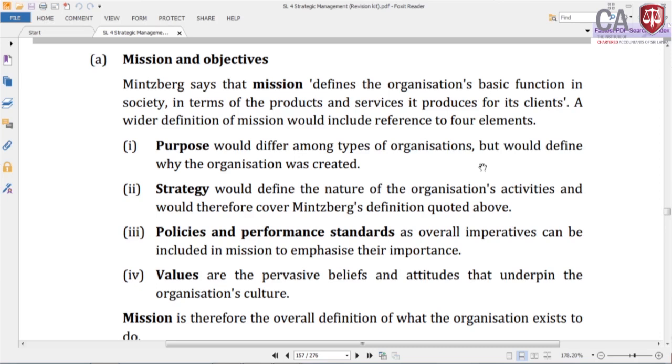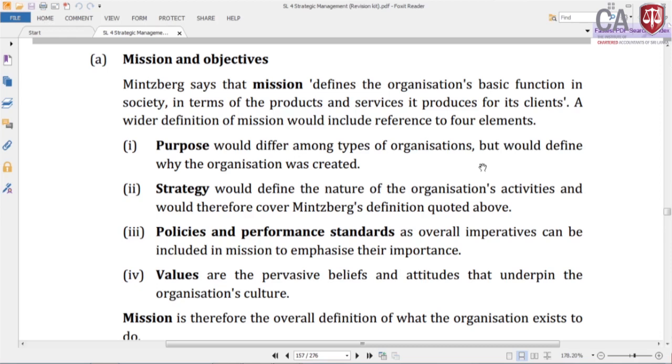For example, there may be a profit seeking organization, their purpose is to earn profit by selling goods. But if you look at an organization like Red Cross, their purpose is to enhance the society's well-being. The strategy, the next point, would define the nature of the organizational activities. I define what are the activities normally you are involved.